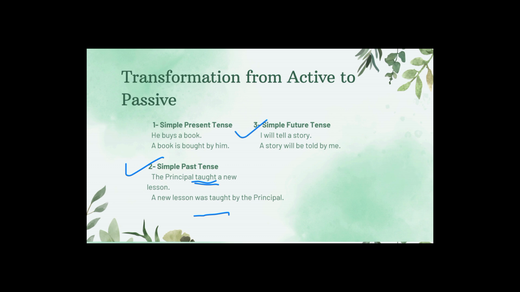Next tense is simple future. In the simple future, we use will or shall plus the first form of the verb, as you can see here, and when you transform it into passive voice, will be is added with the third form of the verb. So always remember that when you are transforming from active to passive voice, in whatever tense, your verb in the passive voice will always be the third form.